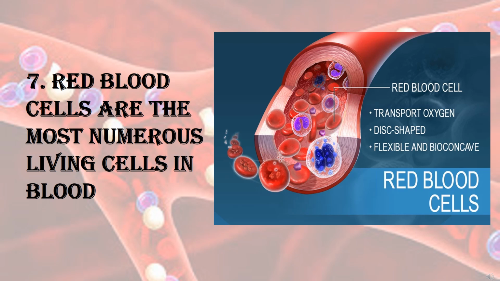7. Red blood cells are the most numerous living cells in blood. Blood is 55% plasma and 45% formed elements. Red blood cells, also called erythrocytes, make up most of that 45%. Their primary function is to transport oxygen from the lungs to the cells of the body. Red blood cells are disc-shaped. They are flexible and biconcave, flat and round with depressed centers.